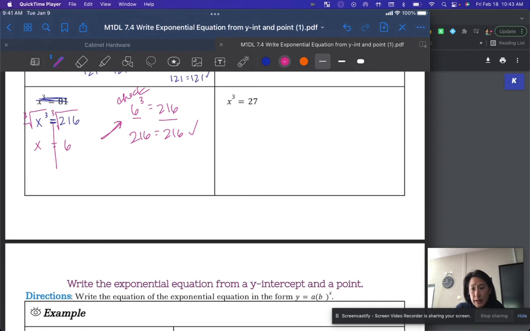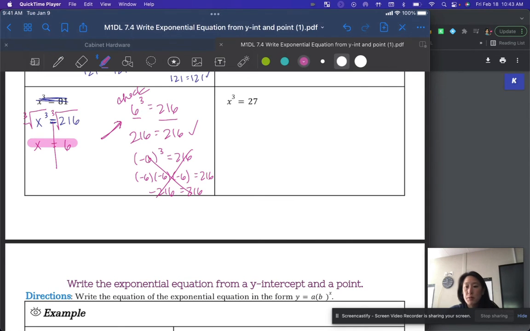Now, like last time when we unsquared a number, we had a plus or a minus. So this time, if I do negative 6 cubed is equal to 216, that would be negative 6 times negative 6 times negative 6. So 6 times 6 times 6 is 216. But a negative times a negative gives me a positive, and that positive times a negative would give me a negative. So negative 216 does not equal 216. So in this case, there's only one solution. So when we uncube a number, we only get one solution.